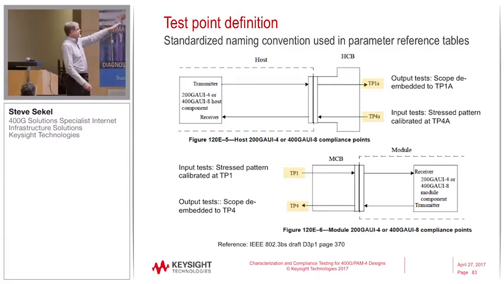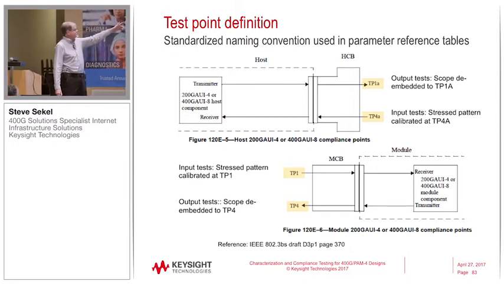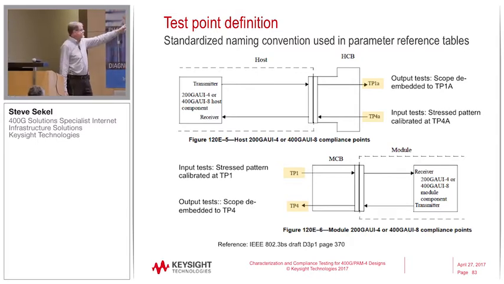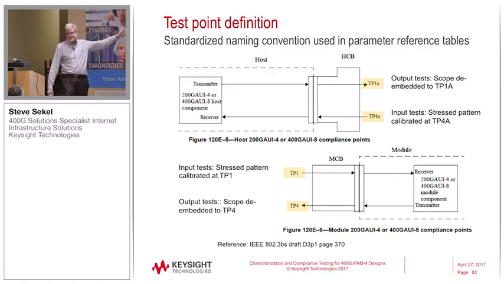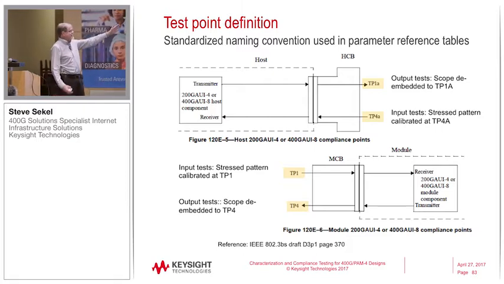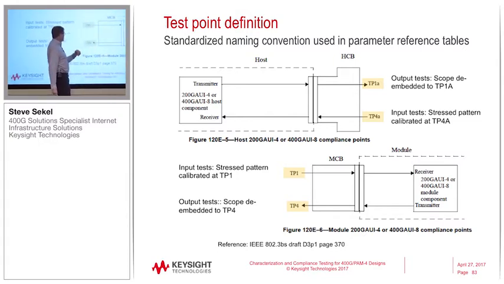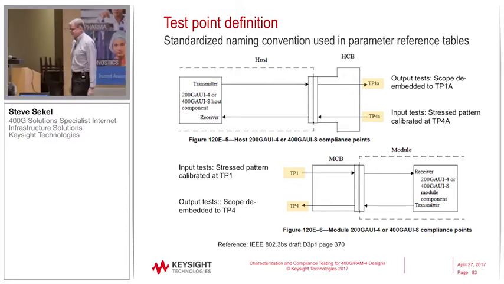So again, we're dealing with de-embedding the board. All of the signals are measured. If you're doing output measurements that Rob covered, your responsibility is to de-embed the cable or system up to that test point. Okay, and then if you're dealing with input testing, where we're dealing with a stressed eye, then you have to calibrate your stress right here where the signal enters the board. Okay, so TP1 or TP4a.